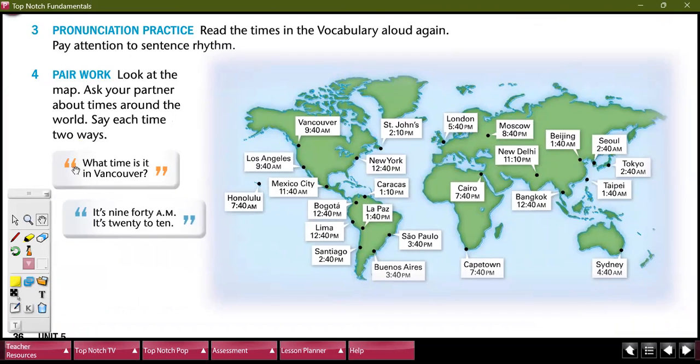La pregunta es, what time is it or what's the time? What time is it in Vancouver? What time is it in Vancouver, guys? What time is it in Vancouver? Aquí está Vancouver y aquí está la respuesta.